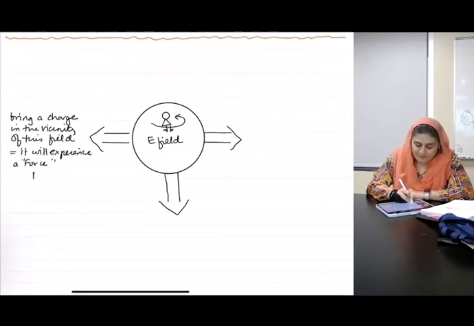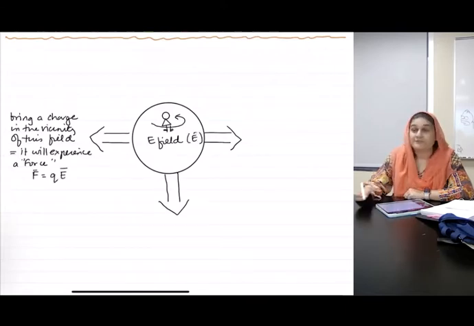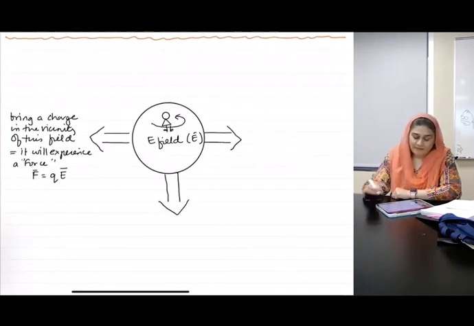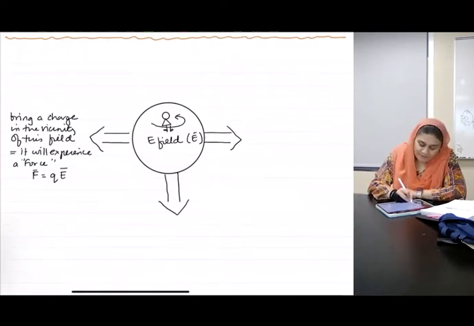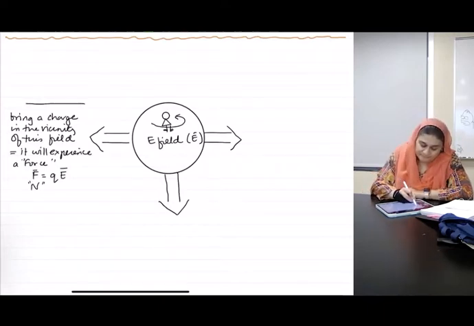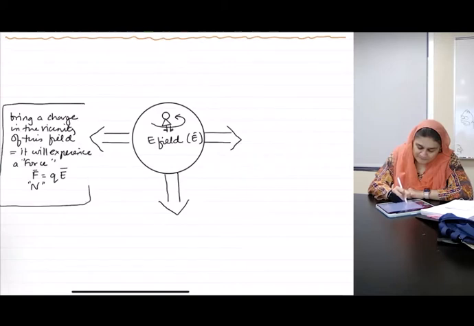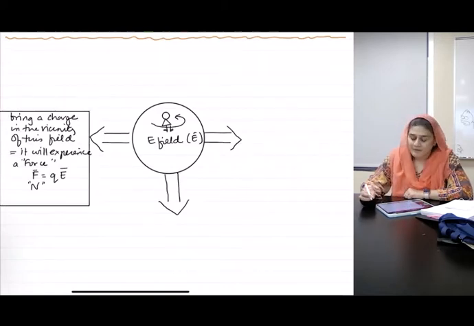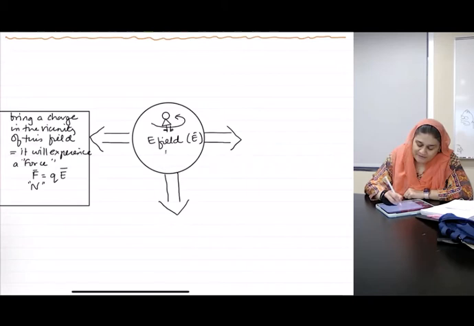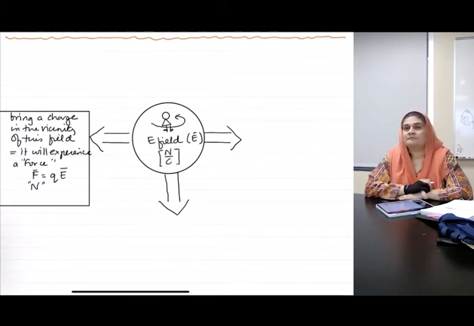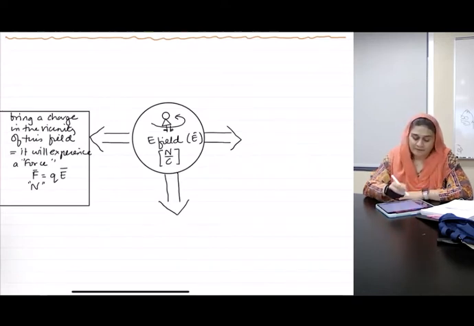And that force will be given by QE vector. And that force, the unit of that force will be Newton. This means the unit of field is newtons per coulomb, right? Going back from here to here.